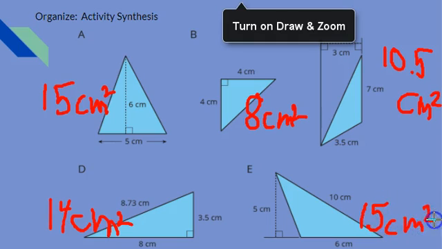Okay. So really, you're just thinking about how the base times the height gets you a number, and then using that, what we knew from parallelograms, that the triangle is half of a parallelogram. All right.